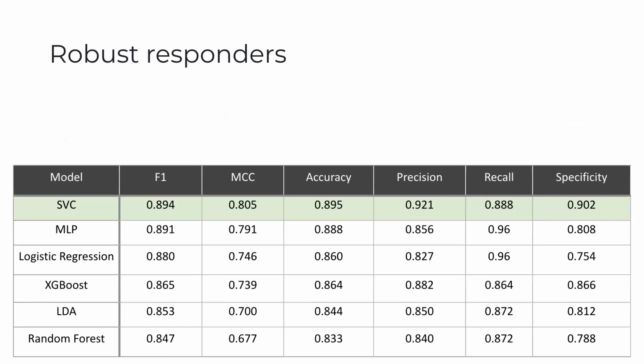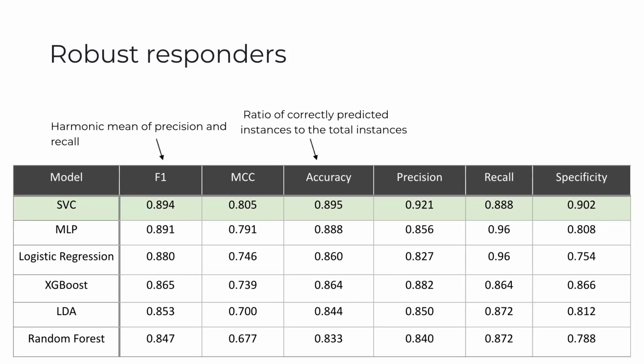So when we move on to our results, what we see is that our support vector classifier performs particularly well on this robust responder analysis. So when we're trying to predict people who make a very significant response or make significant progress in treatment, we see a 0.894 F1, and a 0.895 accuracy. Again, that's the ratio of correctly predicted instances to the total number of instances. And we also see a particularly high precision. So out of those predicted responders, how many of those were actual responders?